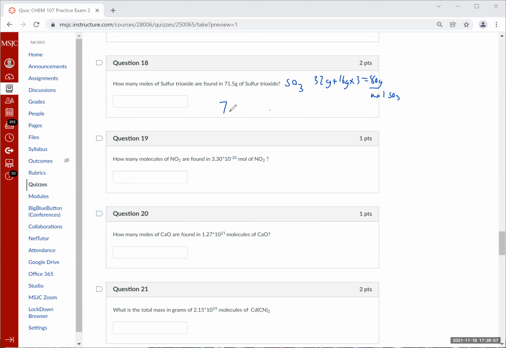So then if we're trying to calculate the moles, we have 71.5 grams of sulfur trioxide. And in 1 mole of sulfur trioxide, we have 80 grams of sulfur trioxide. So 71.5 over 80 gives us 0.894 moles. Keeping in mind molar masses are precise numbers, and thus will not constrain your significant figures in this case. Any questions on this example?